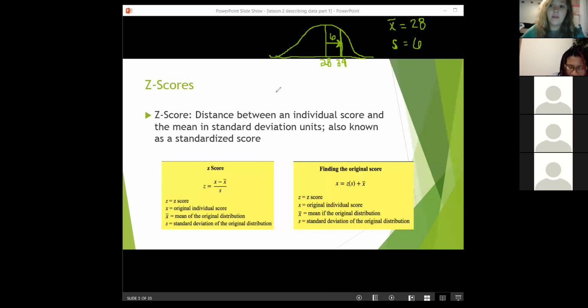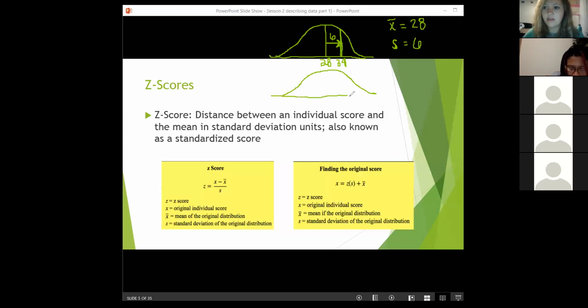So then basically what a z-score does is it standardizes this. Oh no. That was just, oh, I can undo. Okay, let me try this again. Yep, that's much better.